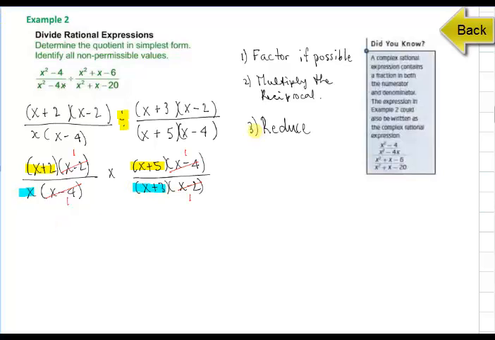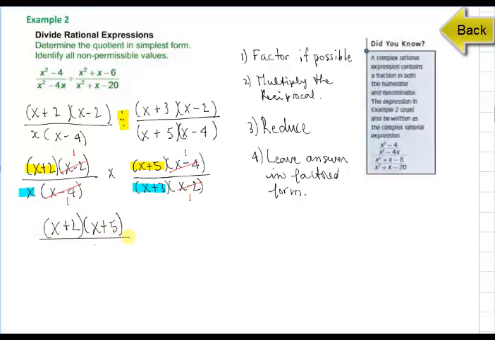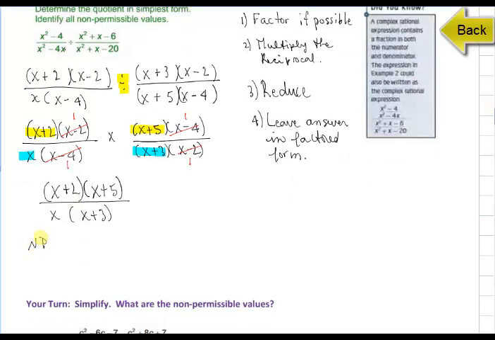So we want to leave our answer in factored form. Our answer is x plus 2 times x plus 5 over x times x plus 3. Now, don't multiply this out, okay? That's what I mean by leave it in factored form. Just leave it as x plus 2 times x plus 5 over x times x plus 3. Okay, so next are the non-permissible values.